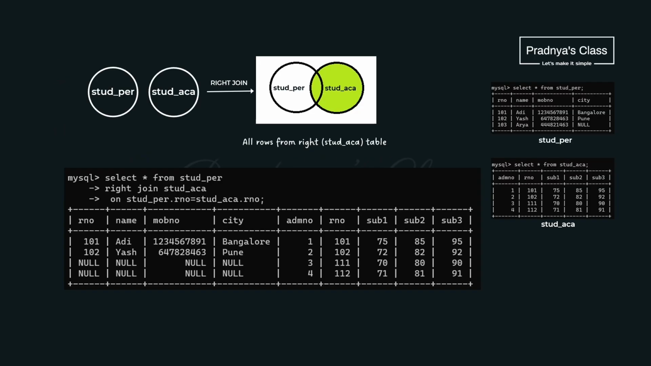Let's consider again the same example. Here all the rows from the right table will get considered, only the matching from the left one. And if there is no data for the matching record, null will get considered. So look at the query and look at the output. There are a total of 4 records in the right table, that's why we could see 4 entries. And if you don't have the data for the matching records, null will get displayed.